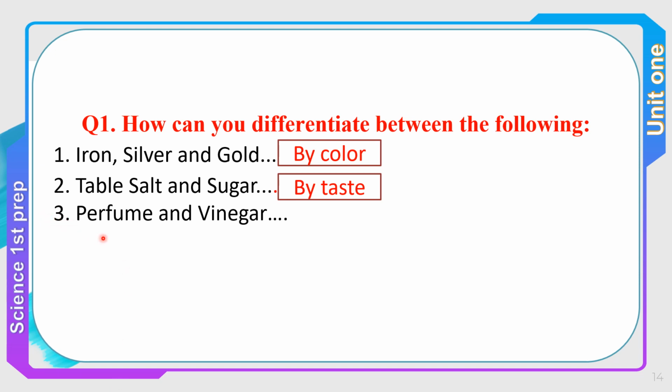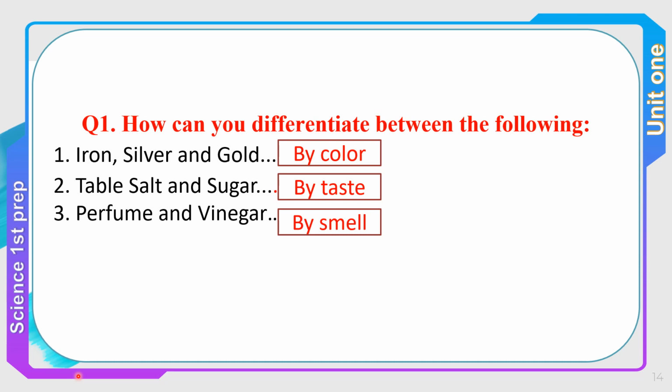Question number 3. Perfume and vinegar. How can you differentiate? By color? No. By taste? No. Okay, by what? By smell. Perfect. By smell.